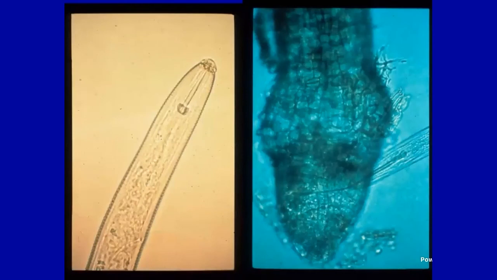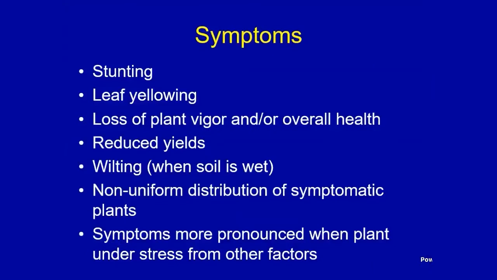Same picture, a lance nematode on the left. They all come with cool names like lance and pin nematodes and needle nematodes. On the right is a dagger nematode. If you look closely, you can see its stylet deeply penetrated just behind the root cap of a bean root. Some are ectoparasites. They feed on the outside. Others actually are endoparasites, meaning they get inside the root system. And I'll show you an example of that in a second.